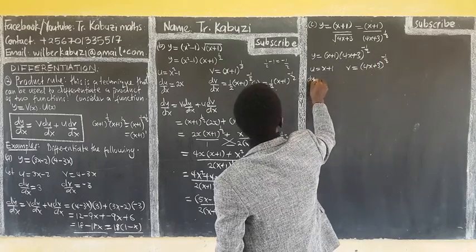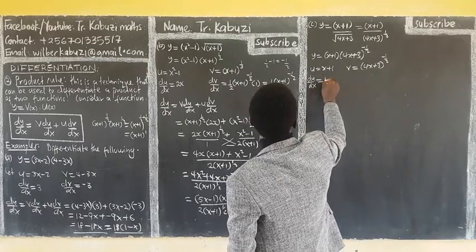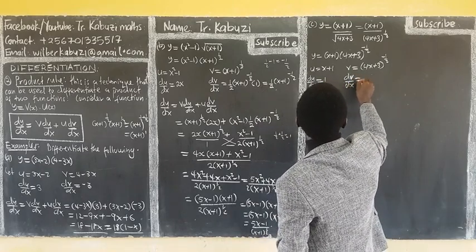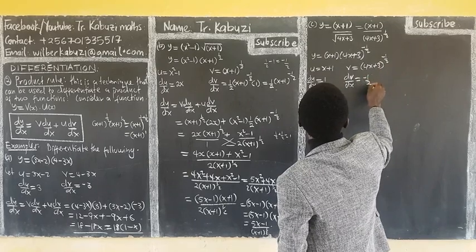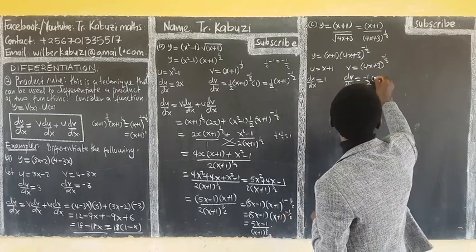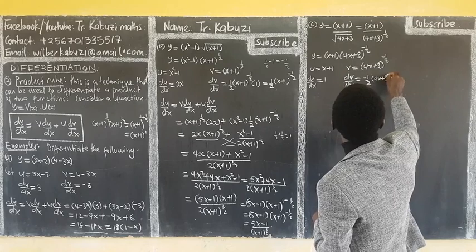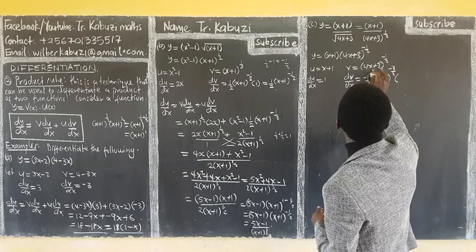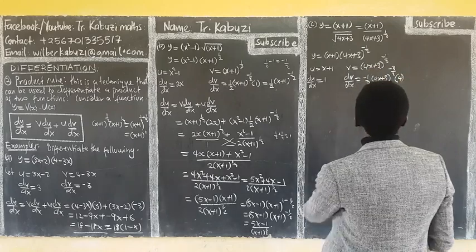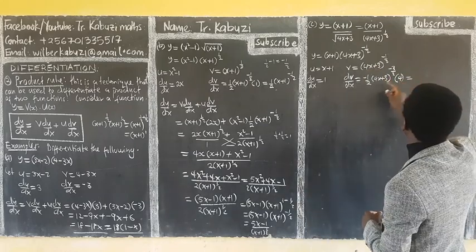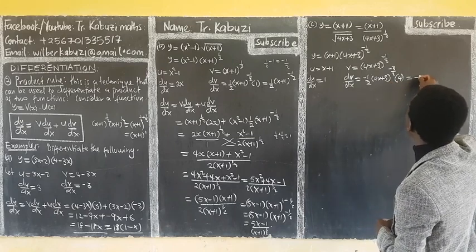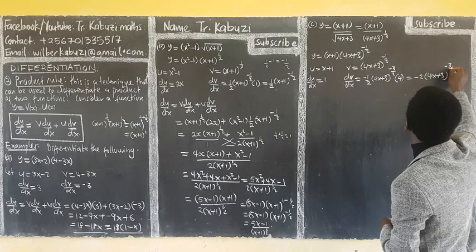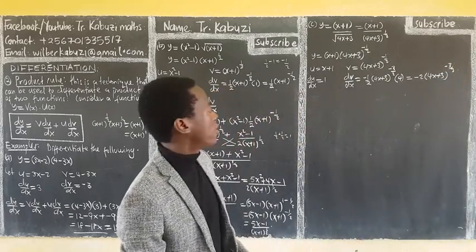So from here, du/dx is going to be 1. Now for dv/dx, you lower the power, maintain the bracket, then reduce the power by 1, then you differentiate the bracket, you get 4. So when you simplify this, you multiply the negative half by 4 and get negative 2 into (4x + 3) to the power negative 3 over 2. So you have seen how we use the chain rule.